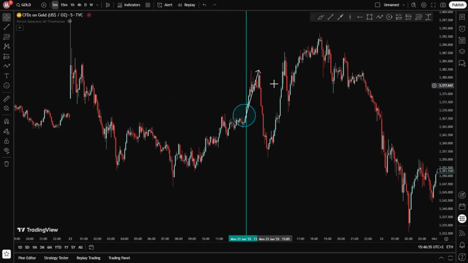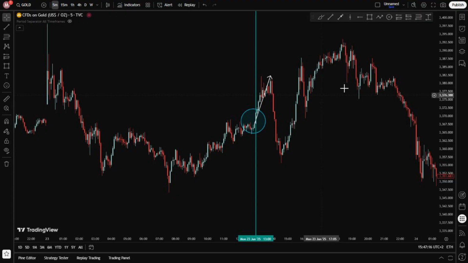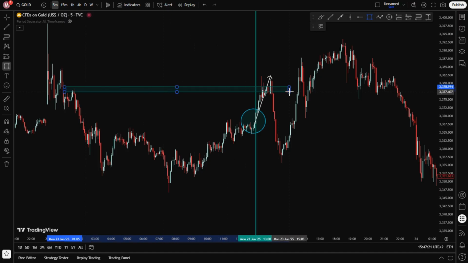Instead, we want to identify the nearest resistance zone because we're looking to trade the reversal to the downside from a logical area. So what do we do? We zoom out a little to get a better view of structure. And right here, we can see a zone where price previously rejected. That tells us this area has historical significance. It acted as resistance in the past. So we go ahead and mark that zone as our active resistance level.